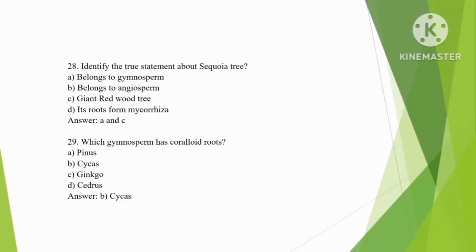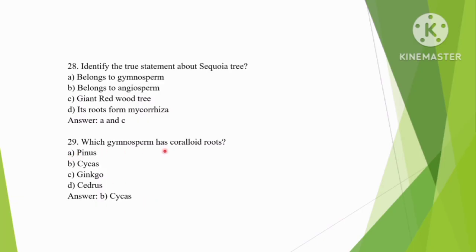Identify the true statement about sequoia tree. It belongs to gymnosperm, belongs to angiosperm, giant redwood tree, its roots form mycorrhiza. Right answer is option A and option C. So the giant sequoia tree belongs to gymnosperm and it's also known as the giant redwood tree. Okay, angiosperms are the flowering plants. What is mycorrhiza? That's also seen in gymnosperms, like the pinus tree. Okay, where there is a fungal association.